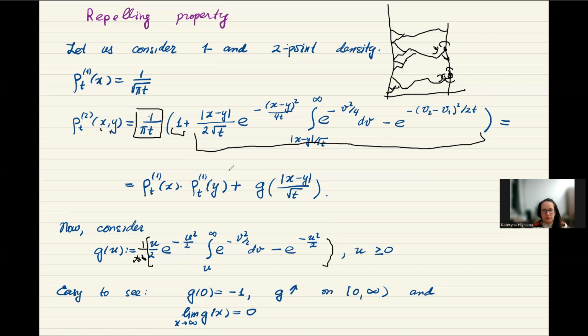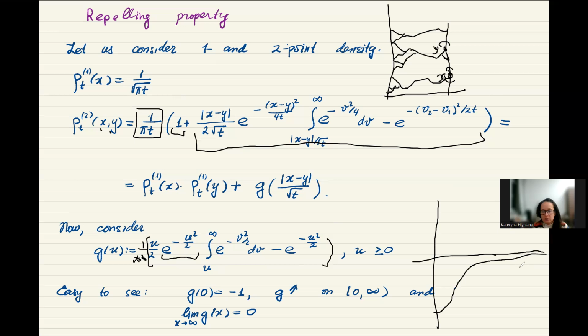And to understand if it is repelling or attracting our system, we just need to understand what is the sign of this function g. What is it? So it's easier from this definition. You can see that at 0 we have minus some constant. And taking the derivative, you can get that the function is decreasing on the half line. And the limit at infinity, if you put here infinity, you will have 0 because of mostly this exponent. It will kill this infinity. So you have this function g, something like this, such a picture.